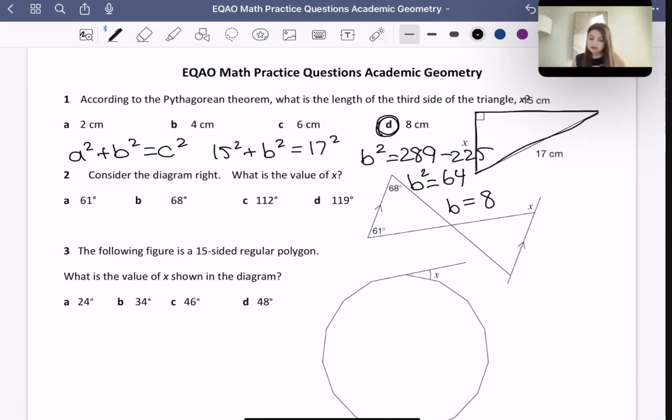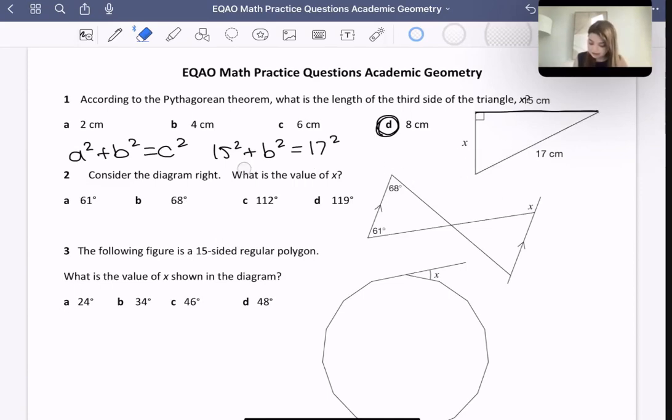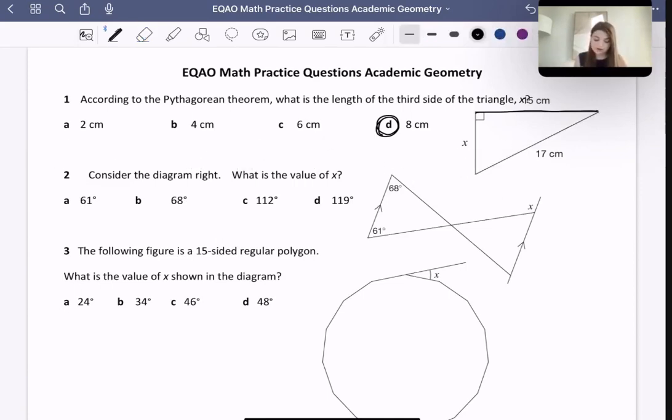Okay, so for this one, as long as you understand how to use Pythagoras' theorem, you'll be good with this kind of question should it come up. If Pythagoras' theorem is unfamiliar, I do strongly recommend reviewing it, as Pythagoras' theorem is a classic thing that comes up on the EQAO every single year. So it's definitely something you want to know for that. Okay, let's move on to number 2.